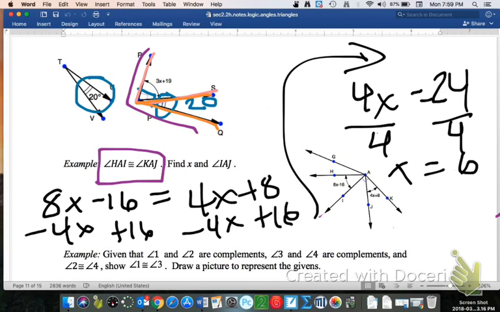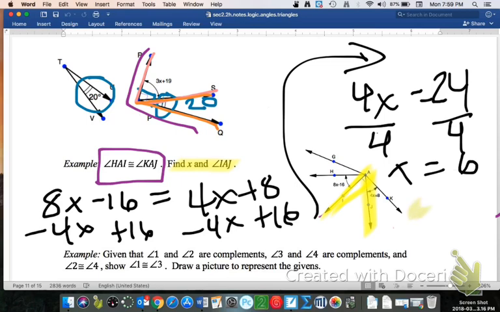Now, make sure you're paying attention. It said that we need to find x and IAJ. So if we look, IAJ is this angle, right? Notice we don't have a measurement for that, but we do know that these two angles are complementary, right? So that means we want to do KAJ, find that amount, and then since KAJ and JAI are complementary, we can subtract that from 90.